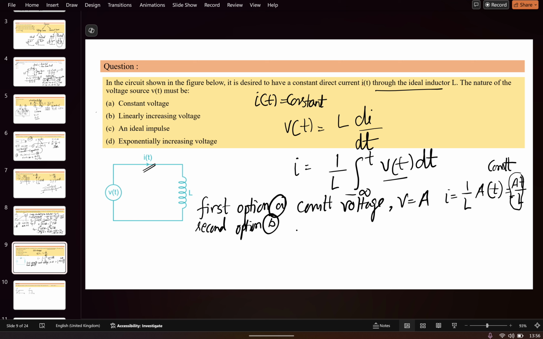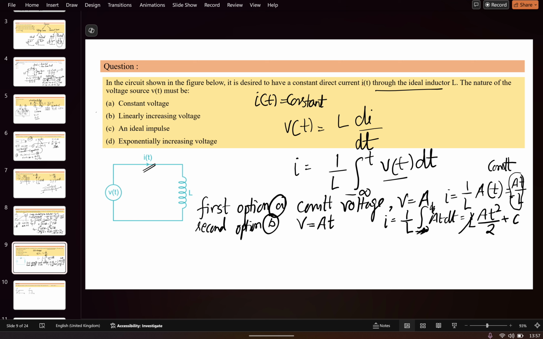It was saying linearly increasing voltage. Suppose we take the voltage equal to A times T. So what is the value of I? It will come out to be 1 by L, integral from minus infinity to T of A T dt, which comes out to be A T square by 2. This is an unbounded integration, not bounded. So it will come out to be A T square by 2L plus C1 by L.